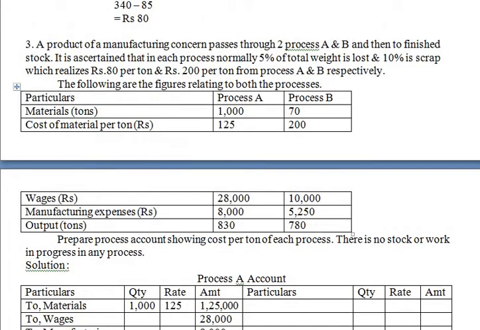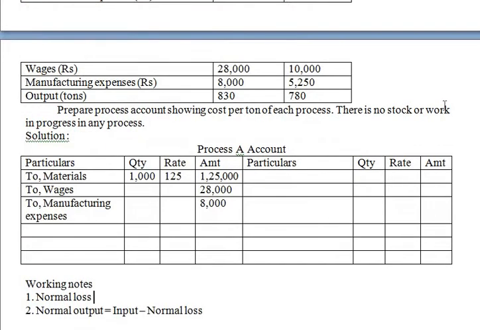Now it is ascertained that in each process normally 5% of total weight is lost. Okay. And 10% is scrap, which realizes 80. Okay. Now first we will have working note, that is calculation of normal loss. So it will be on input, 5% they have told. So 1000 into 5%, which will be equal to 50 tons.